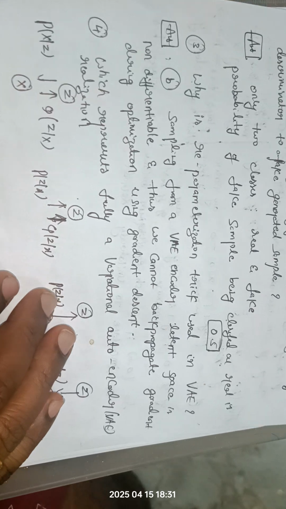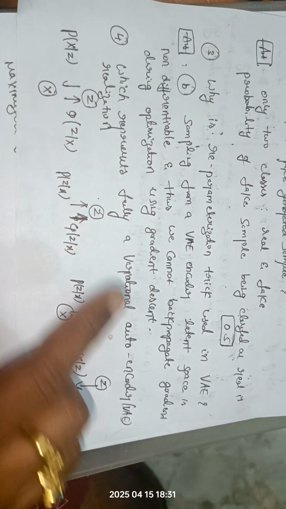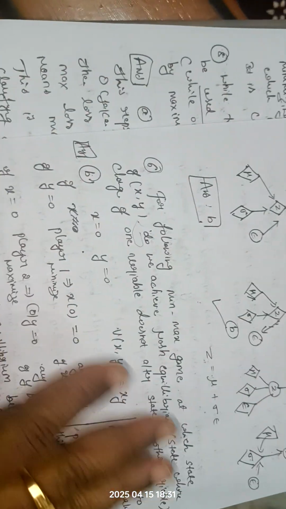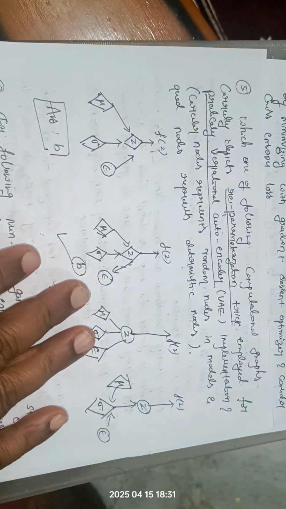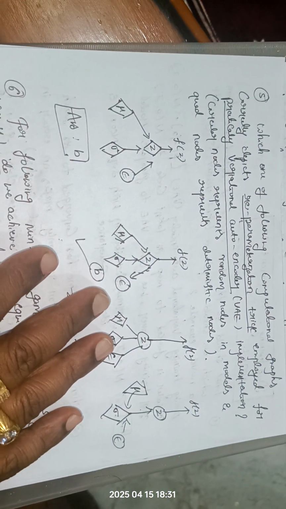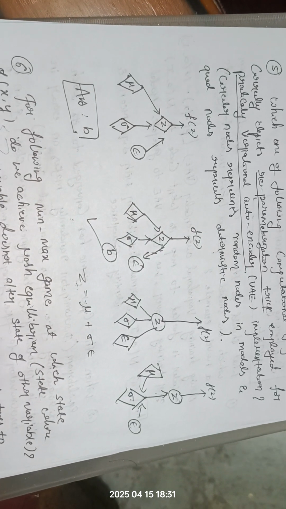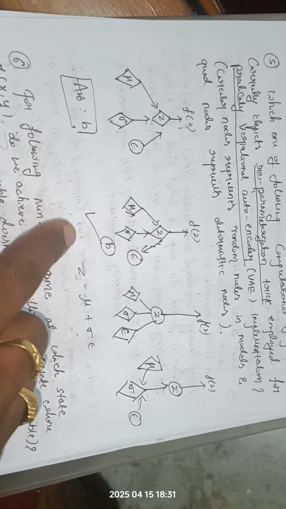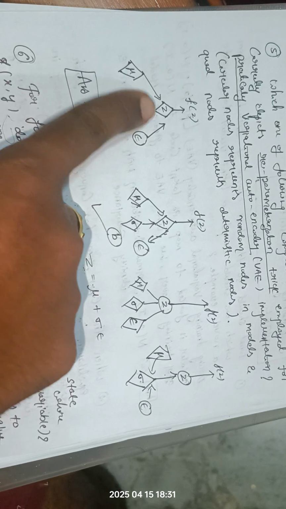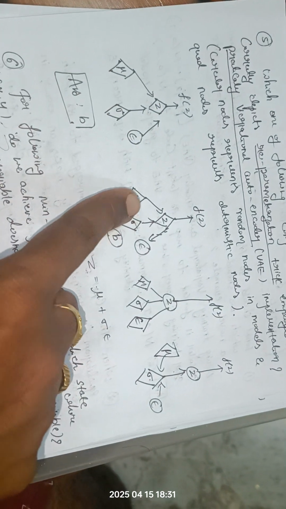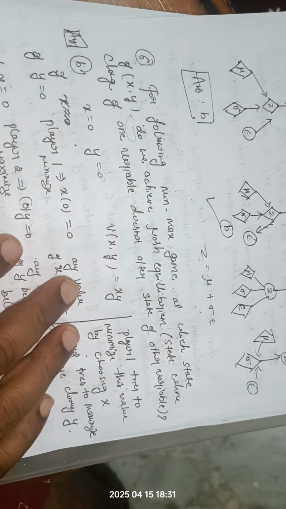Fourth one, which represents the full variational autoencoder realization? Here the correct option is this one. Fifth one, which one of the following computational graphs correctly depicts the reparameterization trick employed for the practical variational autoencoder implementation? The circular nodes represent the random nodes, and the square nodes represent the deterministic nodes. The correct answer is this one: z equal to mu plus sigma epsilon.